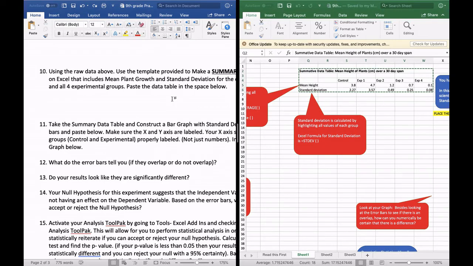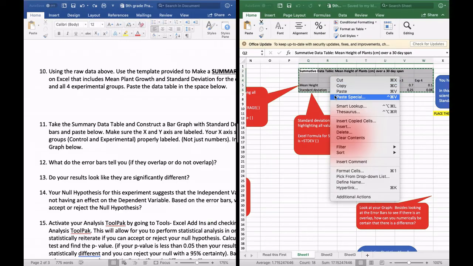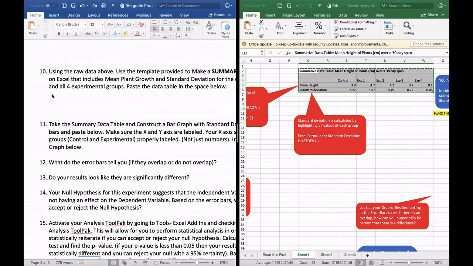Remember, you're doing that in Word and not Google Docs, because Google Docs tends to distort the graphs and the tables. So I recommend that you use Word. So again, your summative data table is highlighted. You are going to right click on your highlighted area, and then the drop down menu appears, and you're going to go to copy, and then you're going to copy that in the Word document.